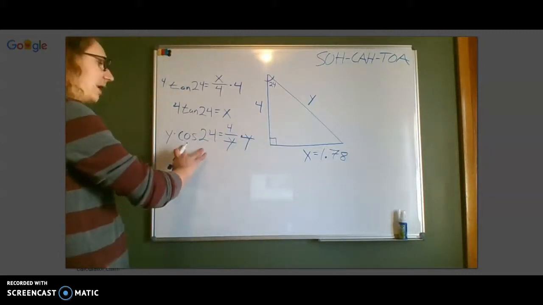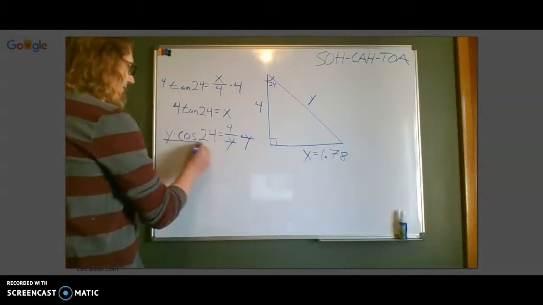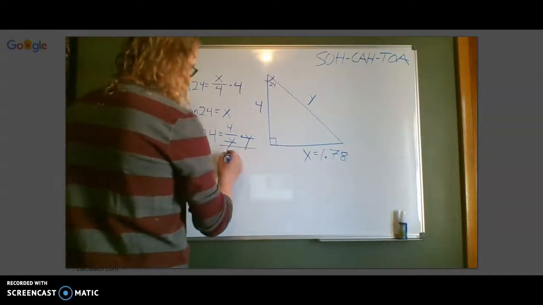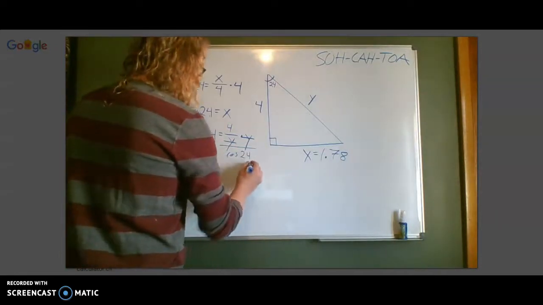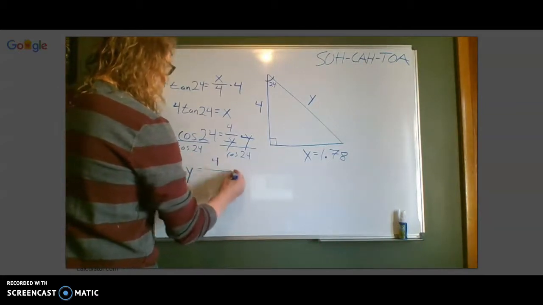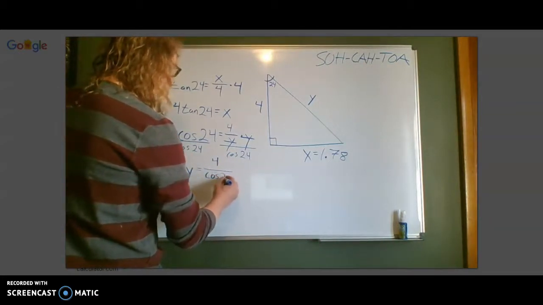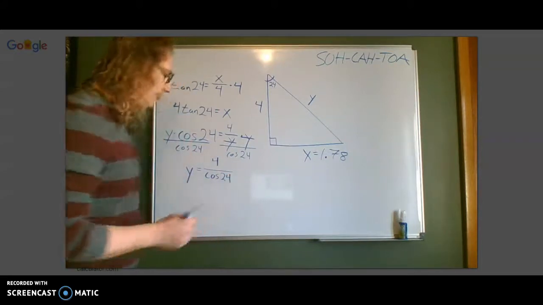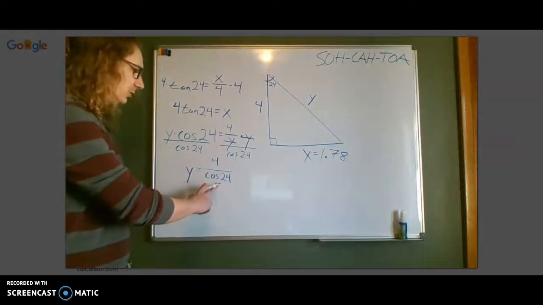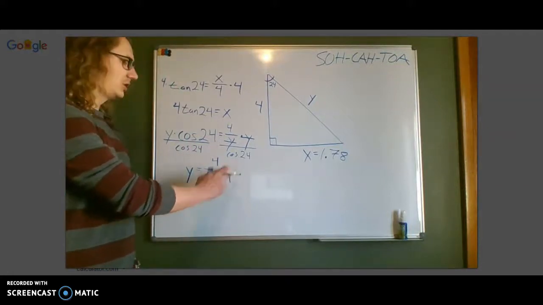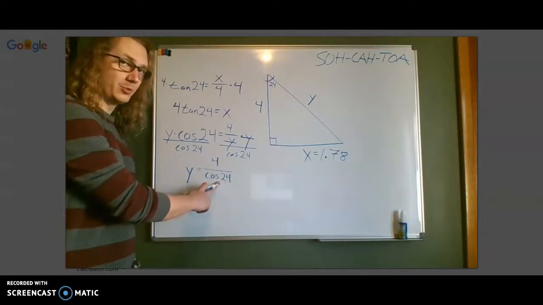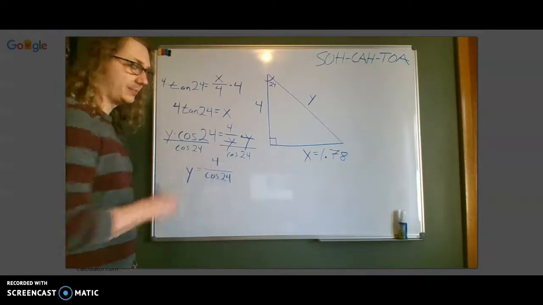But now I still don't have y by itself, so I need to divide both sides by cosine of 24 to get y by itself. And then y will equal 4 divided by cosine of 24. You will always either multiply cosine of 24 by the side length you know, or take the side length and divide by cosine of 24. Cosine of 24 should never be on the numerator. It should never be on the top, okay?